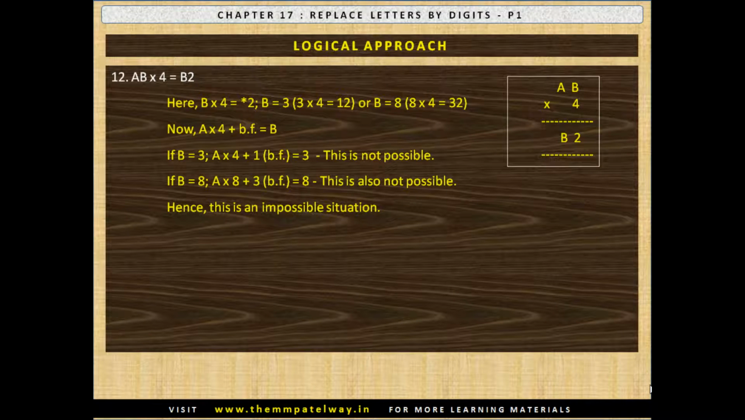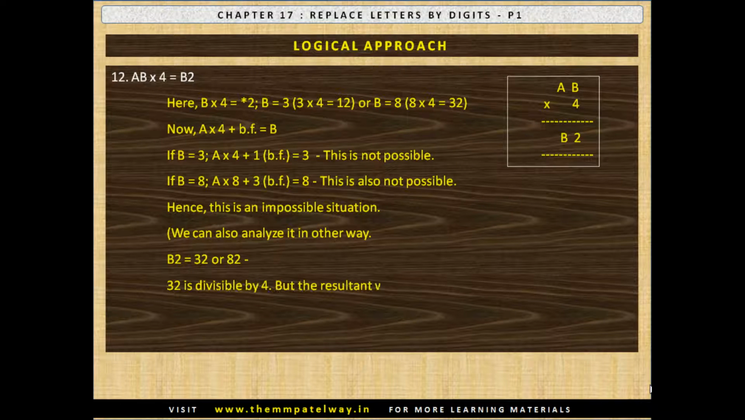We can also analyze the problem in another way. B2 equals either 32 or 82. 32 is divisible by 4, but the result will be 8, a single digit. We need a two-digit result. 82 is not divisible by 4. This way also we can conclude that this is an impossible situation.